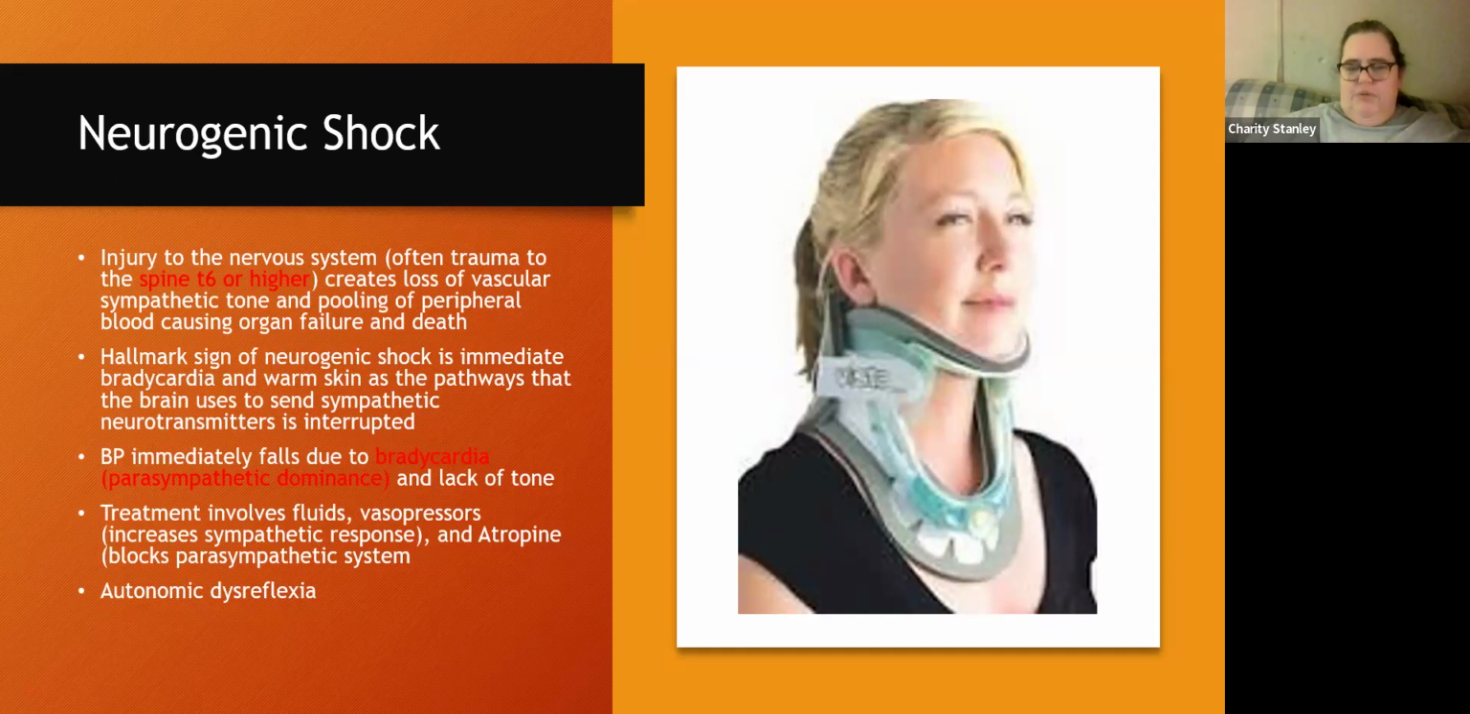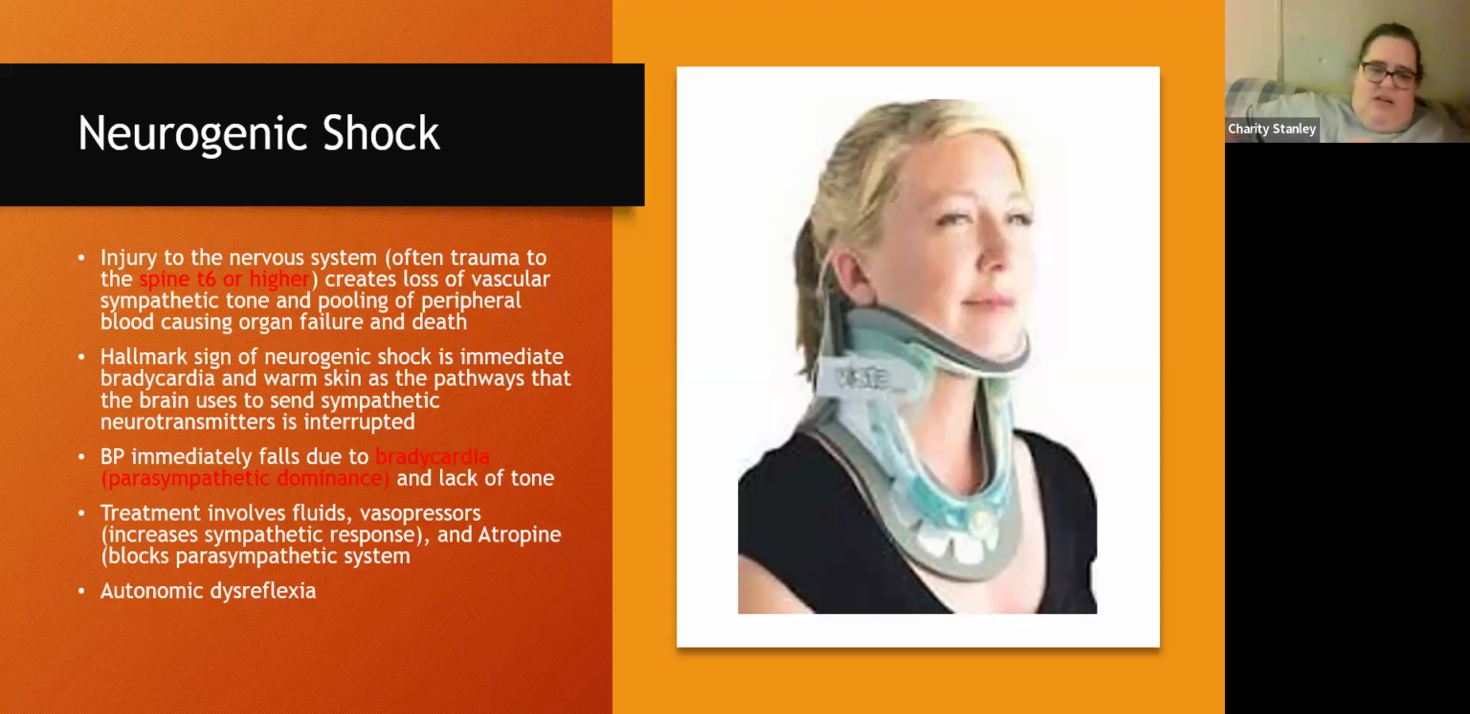So what do we do? We treat with fluids, we treat with pressors, and we treat with atropine. Now, atropine blocks the parasympathetic activation. Now, if my patient, going back to cardiac, if my patient has had a heart transplant, will atropine work on them? No.